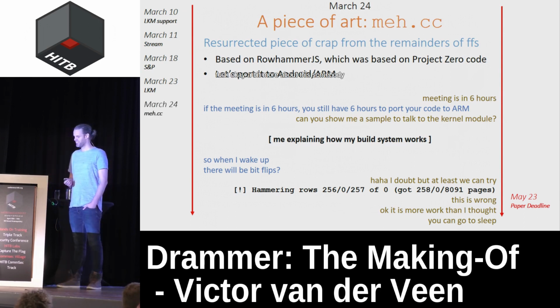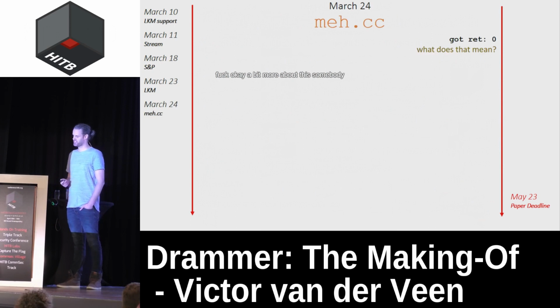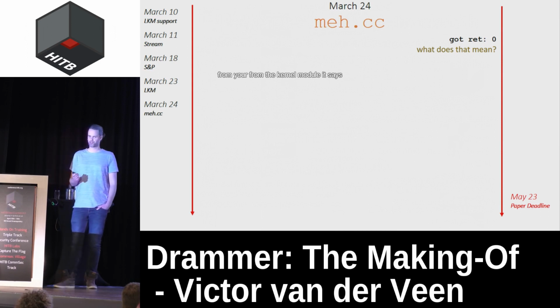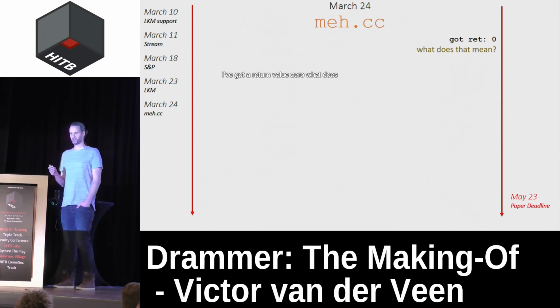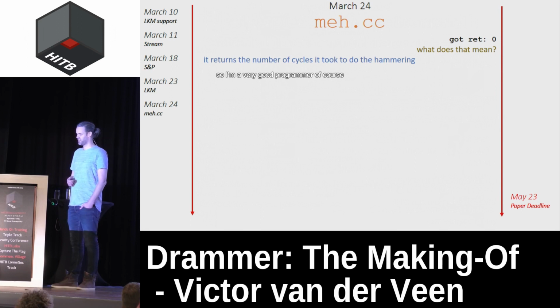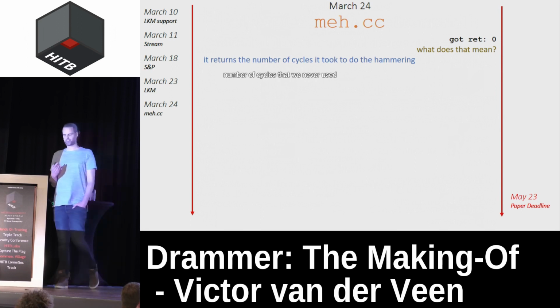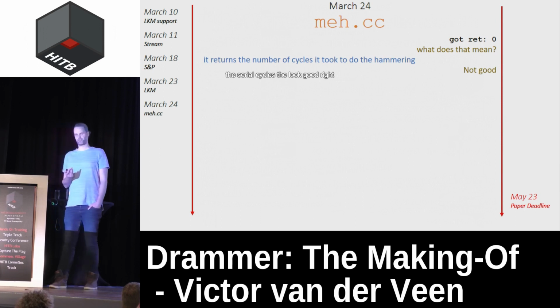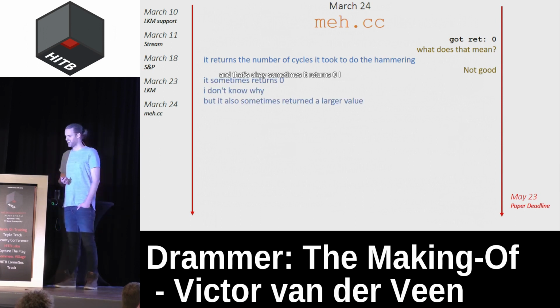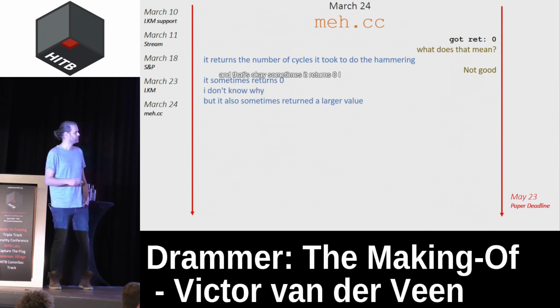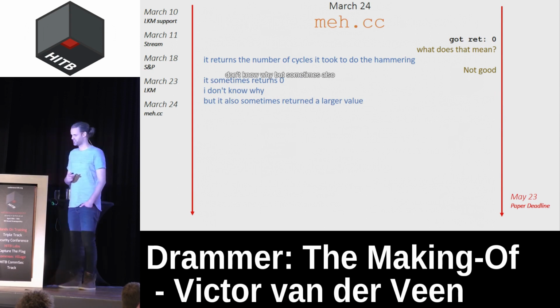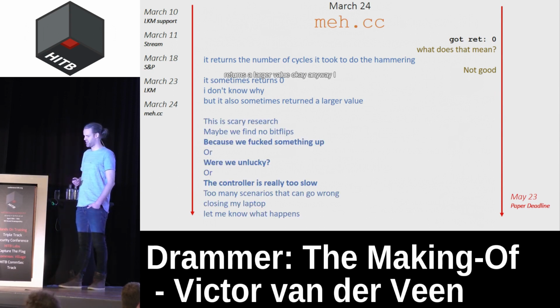Okay, a bit more about this. At some point he was asking, yeah, I get this weird output from your kernel module. It says, I got a return value of 0. What does it mean? So I'm a very good programmer, of course, and I was saying, yeah, it returns the number of cycles that it took to do the hammering. So if you get 0 cycles, it doesn't look good, right? And I said, yeah, sometimes it returns 0. I don't know why, but sometimes it also returns a larger value.